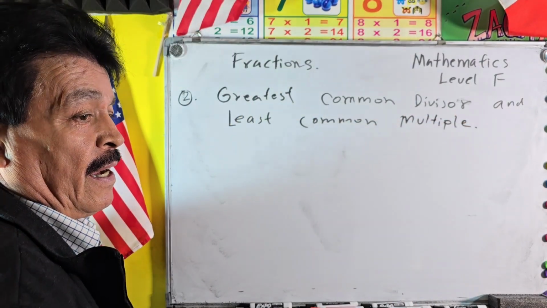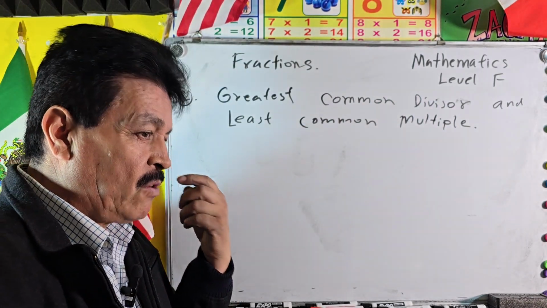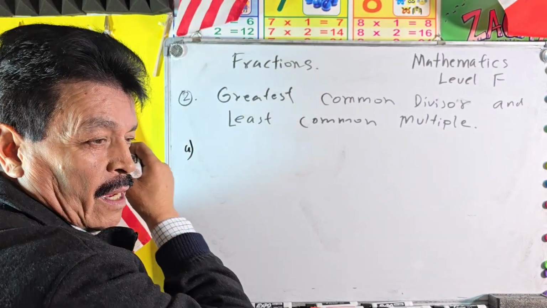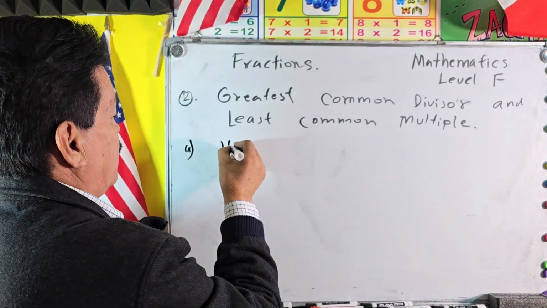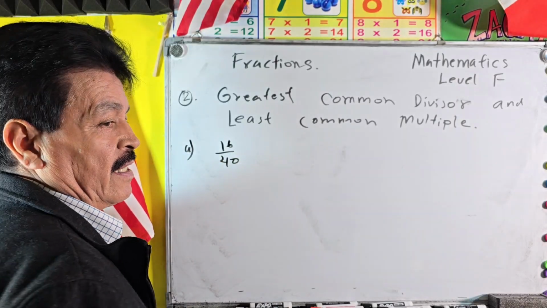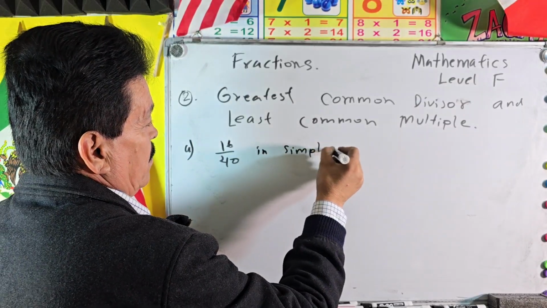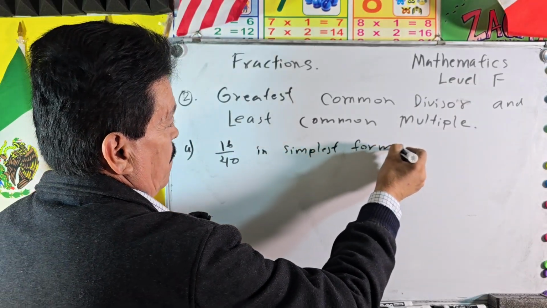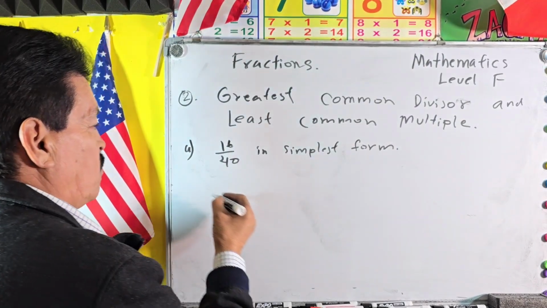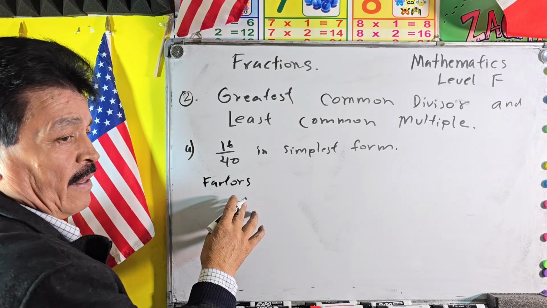Okay. How do we show this? For instance, we have 16/40. Write this number in simplest form. To know this, we have to find the factors. For instance, factors of 16.